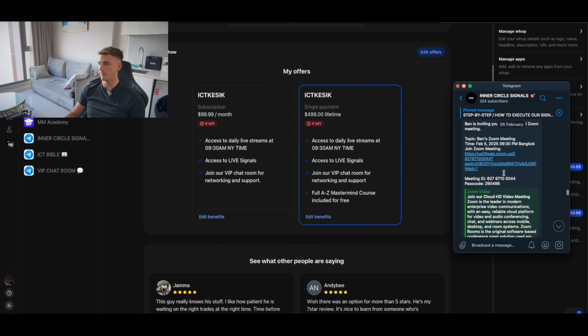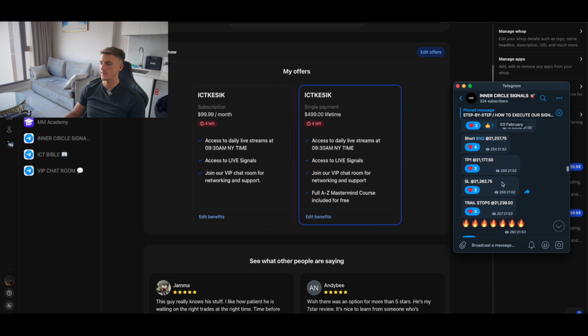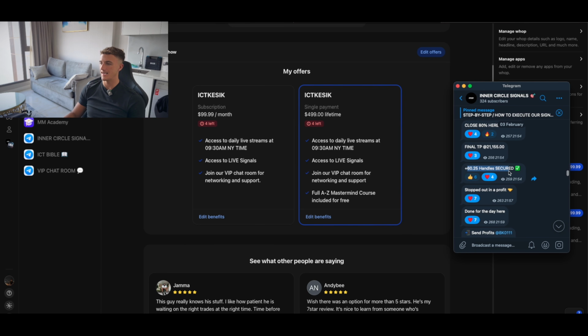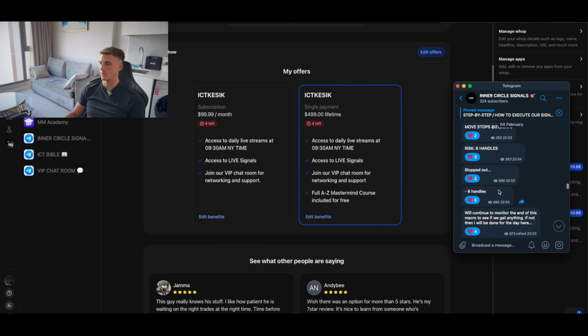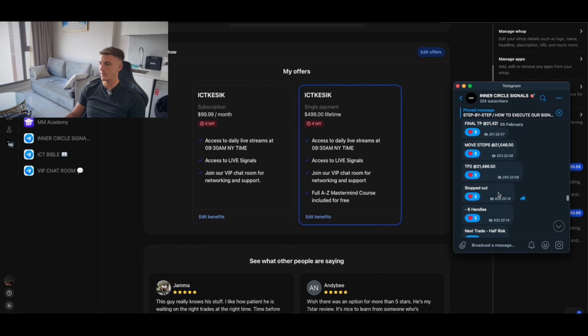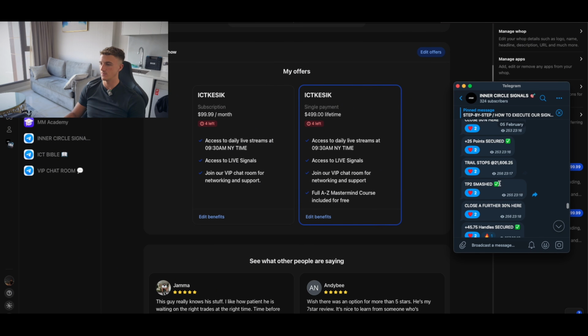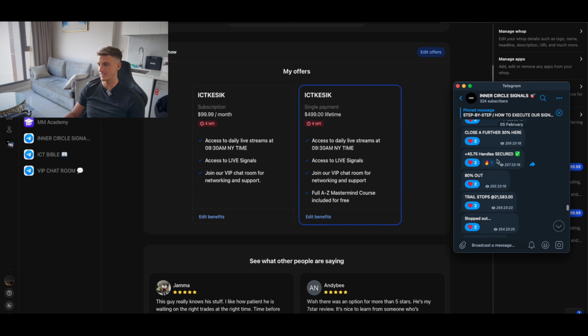Let's start off with Monday morning. We took a short trade and secured over 60 handles. Tuesday, we took a little loss for only 8 handles, so we're still up on the week, very heavy. Wednesday, we took another short trade, ended up getting stopped out for 6 handles. Second AM macro, we took another short trade and we smashed TP for over 45.75 handles.